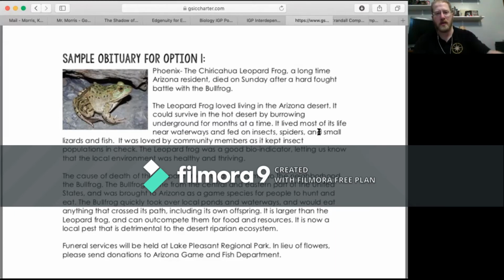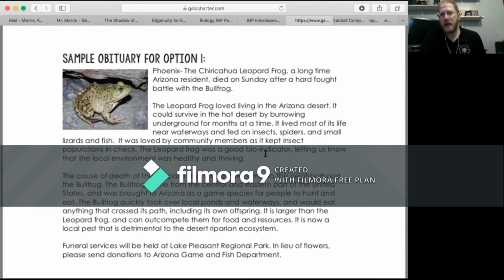Then it goes on and says the leopard frog loved living in the Arizona desert. It could survive in the hot desert by burrowing underneath for months at a time. It lived most of its life near waterways and fed on insects, spiders, and small lizards and fish. Give examples. In order to make it longer, give specific examples. What kind of insects? What kind of spiders? What kind of lizards and fish? It says it burrows underground for months at a time. Why did it burrow underground?